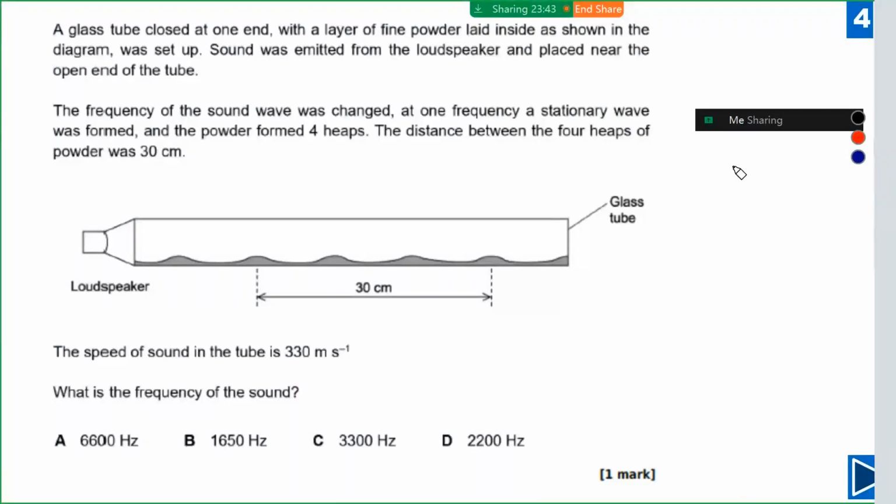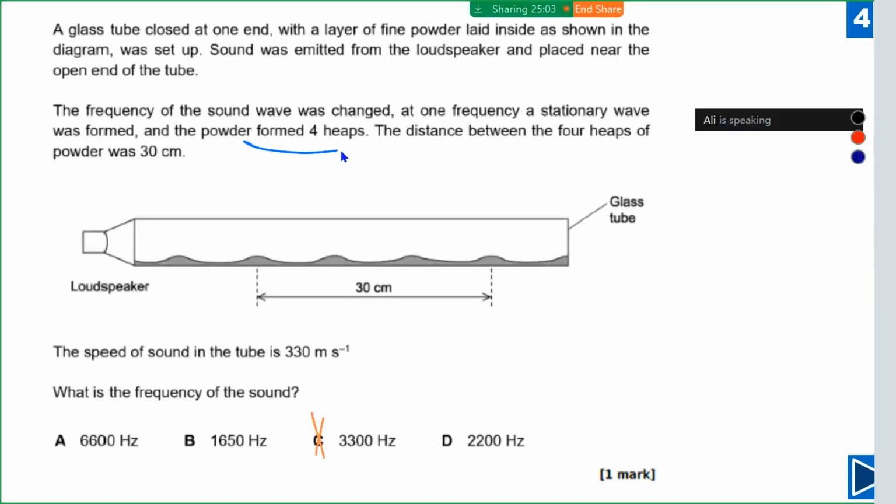Look at this question and first try to answer it by yourself. Let me give you a hint. It is given that the powder formed four heaps. It means these are the nodes, because the powder at those points will stay at rest. So these are the nodes. Due to the waves, the powder will be compressed, meaning the powder will be at nodes. So I can label this one. We have a node here, a node at this point, a node here, so we can label them.